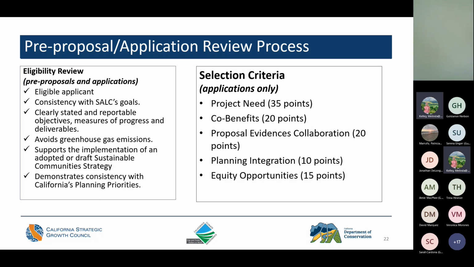You can find the details of the selection criteria and what we're looking for in more detail in the guidelines, but essentially, take the project need, for example: does the proposal identify a threat of agricultural land conversion and the need to develop a plan to address that threat?